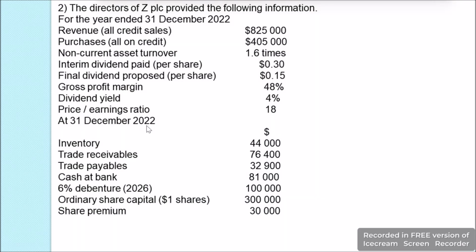At the 31st December 2022, inventory is $44,000, trade receivables are $76,400, trade payables are $32,900, cash at bank is $81,000, 6% debentures which are redeemable in 2026 are $100,000, ordinary share capital of $1 shares is $300,000 and share premium is $30,000.